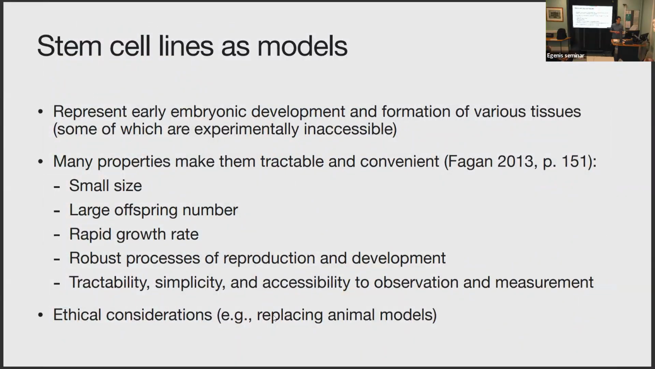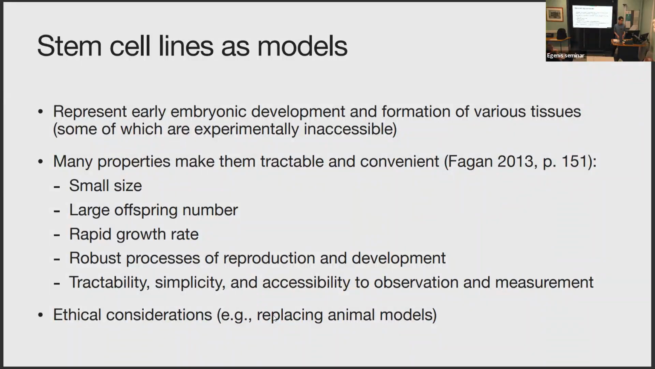Now, a bit more about how those stem cell lines work as models. Of course, the most important thing is that they represent early embryonic development and the formation of various tissues, some of which are experimentally inaccessible. For example, early embryogenesis of humans is basically impossible to study directly. So in that sense, early embryogenesis of humans is inaccessible. And those pluripotent stem cell lines can serve as models of those processes.